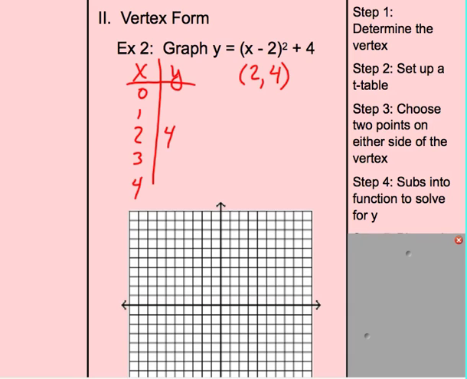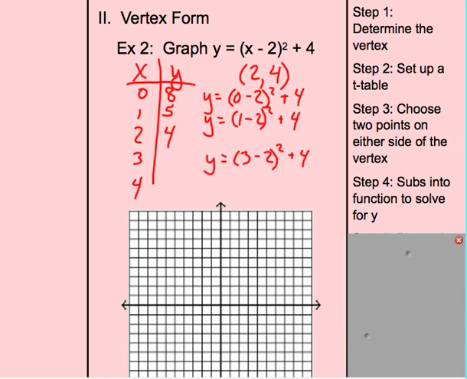So substituting 0 in for x, 0 minus 2 is -2, squared is 4, plus 4 is 8. Substituting 1 in, 1 minus 2 is -1, squared is 1, plus 4 is 5. Substituting 3 in for x, 3 minus 2 is 1, 1 squared is 1, plus 4 is 5. And substituting 4 in, 4 minus 2 is 2, squared is 4, plus 4 is 8.